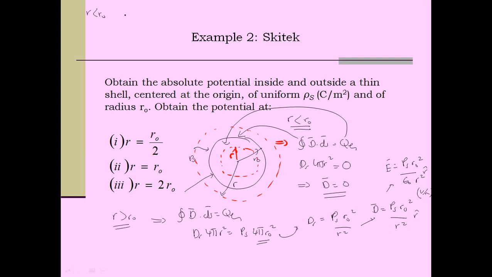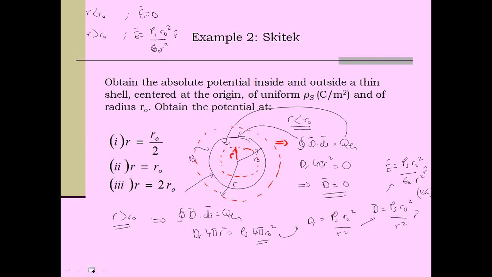Okay, so we have the E field equals 0. And then for r bigger than r naught, we have proved that the E field equals rho s r naught squared divided by epsilon naught r squared, direction of r. Yeah, volt per meter. Okay then.